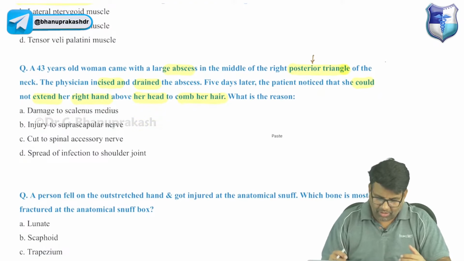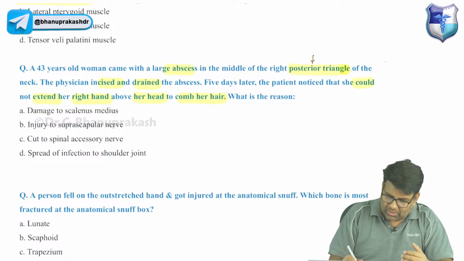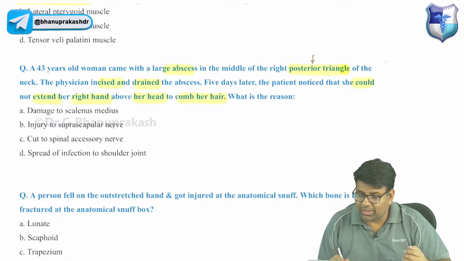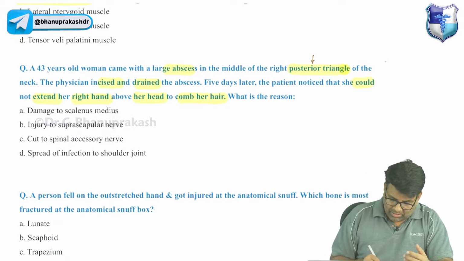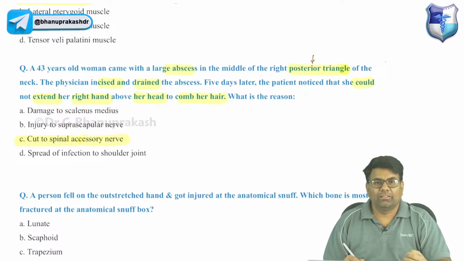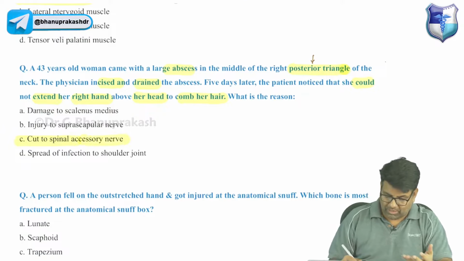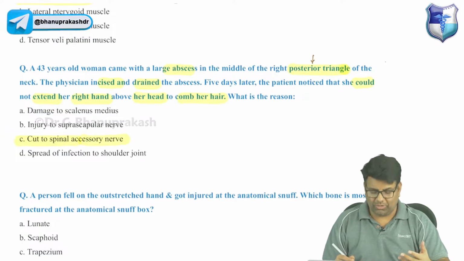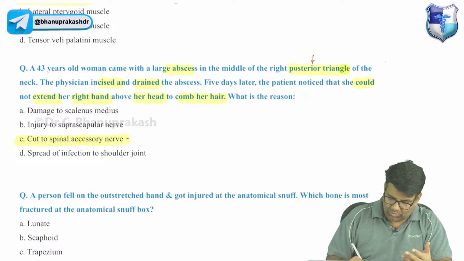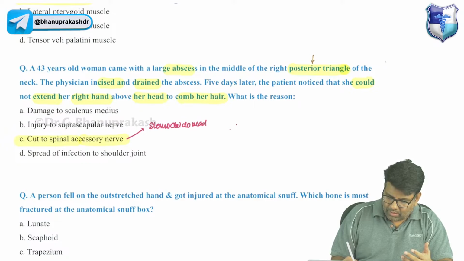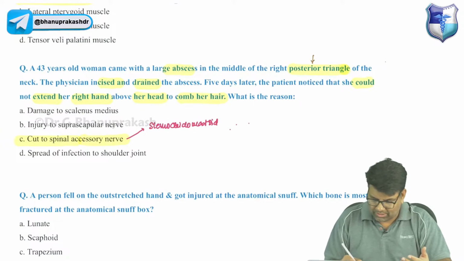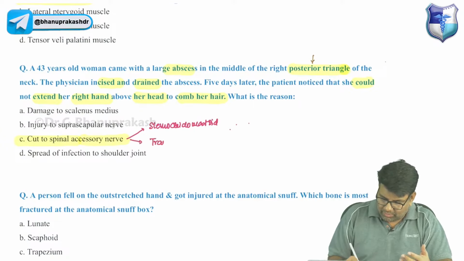Any idea? Very good. The answer is exactly right. You are right. So there is a cut injury to the spinal accessory nerve, and the spinal accessory nerve supplies only two muscles. What are those two muscles? One is sternocleidomastoid. Of course, the second one, all of you have answered right, that is trapezius.